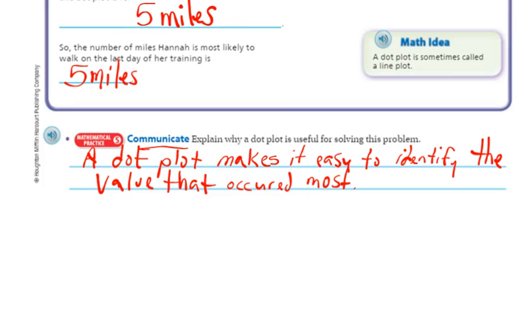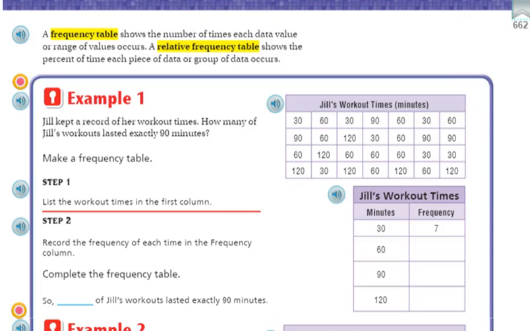So you could just see the highest row, and there was your value that occurred most often within that set. All right, so that is what a dot plot is, and I'd like you to go ahead now and turn to page 662 here. We're going to move through another example. We're going to introduce now what a frequency table is.